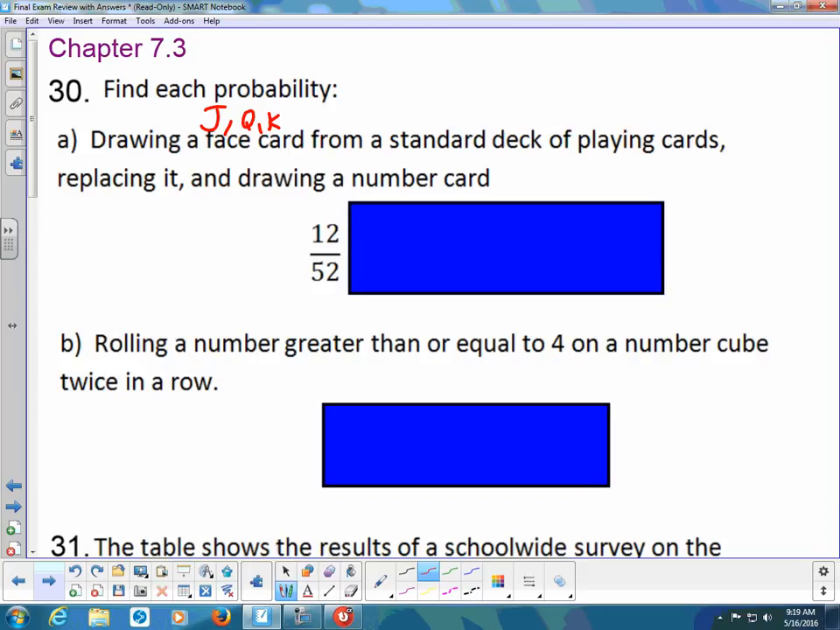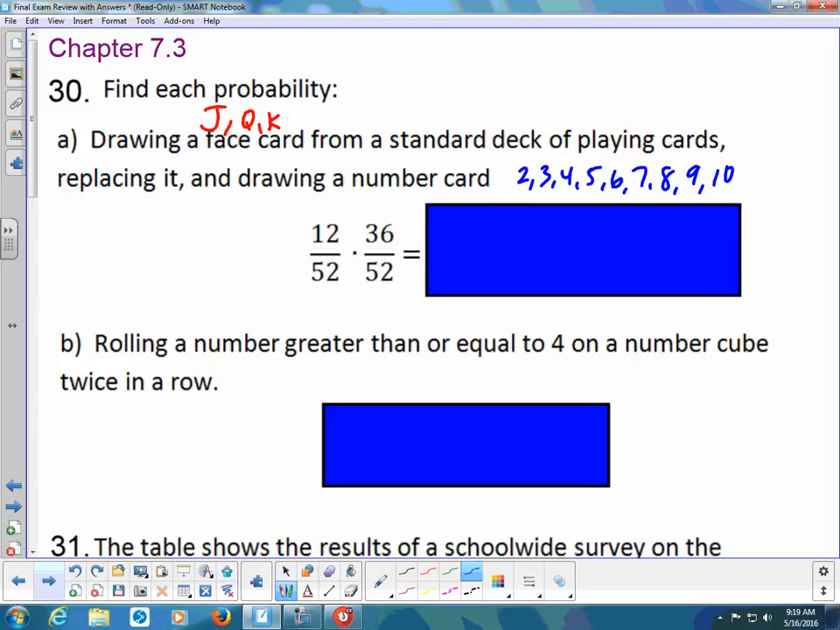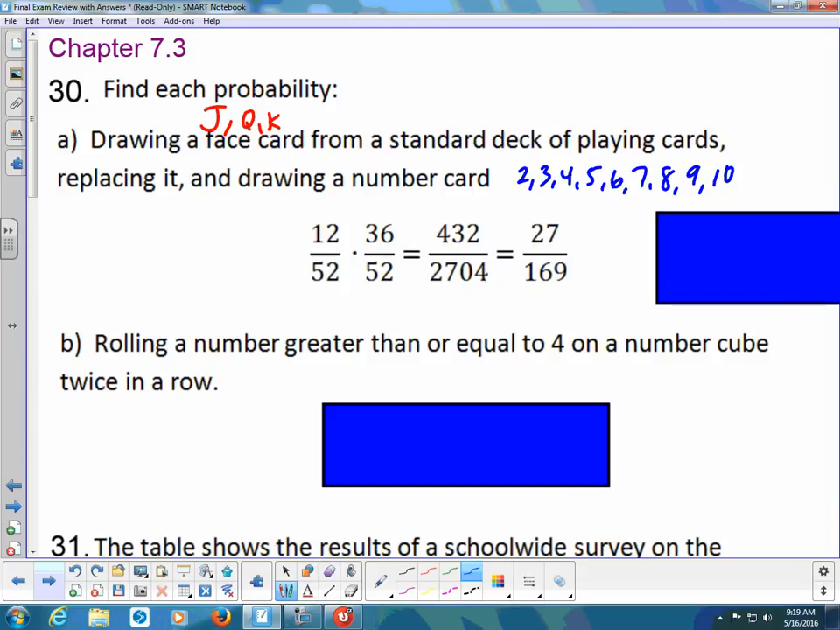That's the first part. As far as number cards, I want one with actual numbers on it. So that's going to be the 2, 3, 4, 5, 6, 7, 8, 9, and 10 in each suit. How many total number cards will I have? 36. Since I replaced it, what will my denominator be? 52. Since I'm drawing more than one thing, I'm going to multiply. So I get my total, and then I reduce.